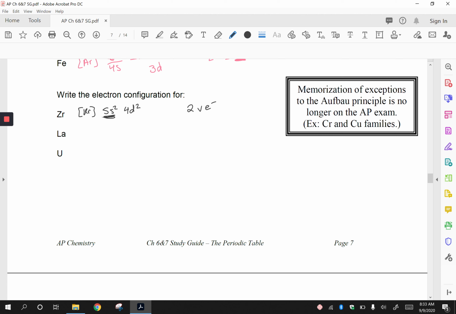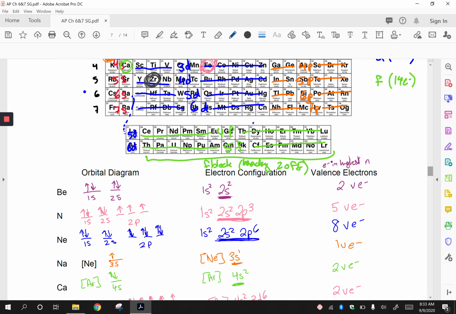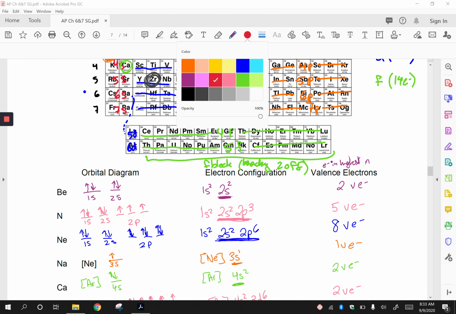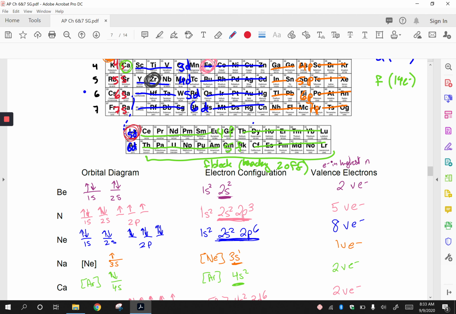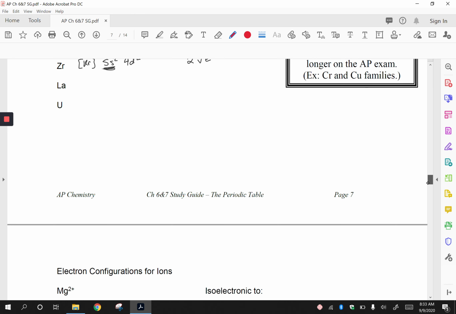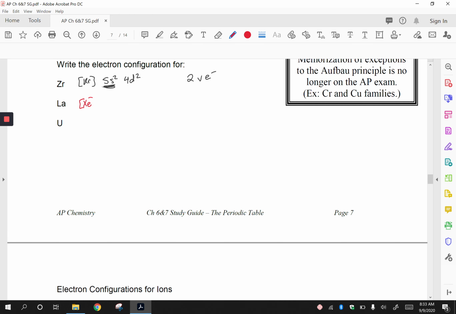Next is lanthanum. So lanthanum, let's go up. Lanthanum, I'm kind of hiding it, it's right here. So lanthanum belongs right there, and the noble gas that comes before it is xenon. So we're going to write xenon, and then 6s2, and then 5d1. So xenon, 6s2, 5d1. Highest energy level is the 6th energy level, and so you have 2 valence electrons.